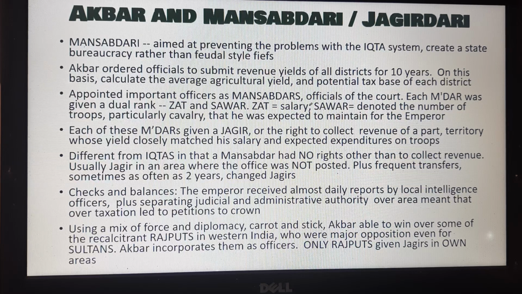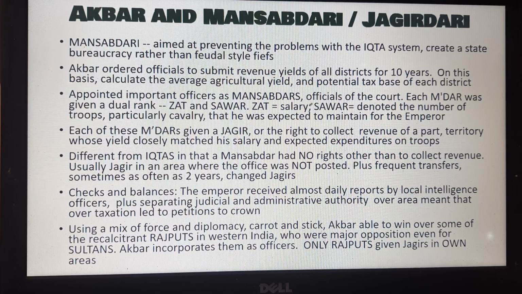Next, Akbar and the Mansabdari or Jagirdari system. Mansabdari aimed at preventing the problems of the Ikta system and creating a state bureaucracy rather than feudal-style fiefs. So what was the thing? The feudal system was removed and the Ikta land revenue system was increased, and the land was divided into small pieces and everybody was paying tax on that.